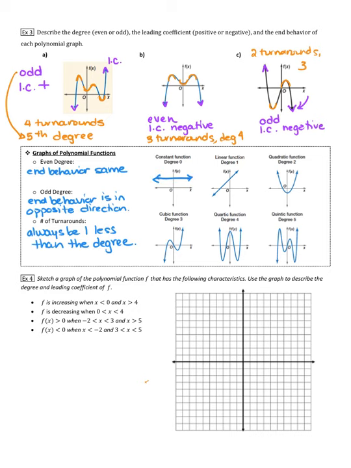So just kind of going there. 0 is neither even nor odd, so it doesn't go up and it doesn't go down. Linear function, positive lead coefficient because it has a positive slope. Here's a quadratic, notice 1 turnaround. Cubic, 2 turns around. Quartic, there has 3 turnarounds, and a quintic, which is a 5th degree.